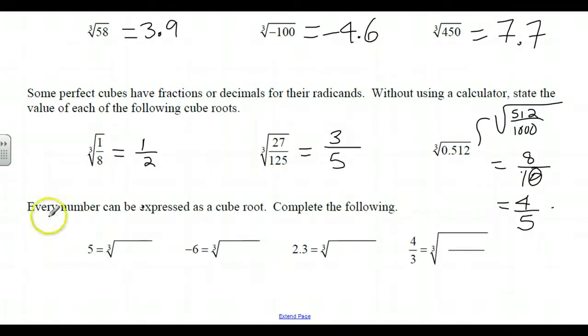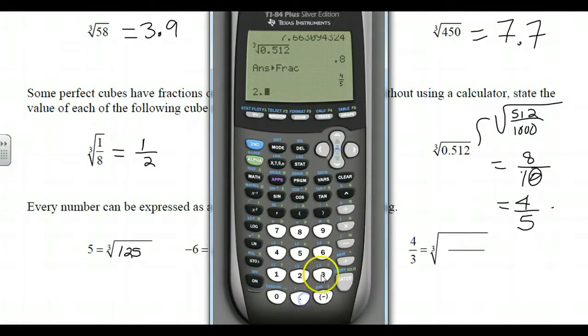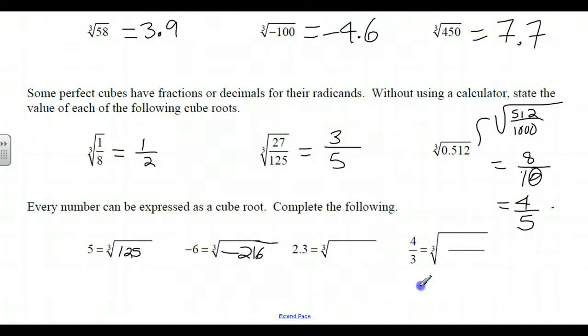Every number can be expressed as a cube root. So 5 is the cube root of what? It's the cube root of 5 cubed, which is 125. Negative 6 cubed: negative 6 times negative 6 is positive 36, times a negative gives you negative 216. Since I made such a long negative sign, I need to extend this out. 2.3, okay, I'm actually just going to cube that on my calculator, right? So 2.3 cubed, I could cube 23 and do so. 12.167.